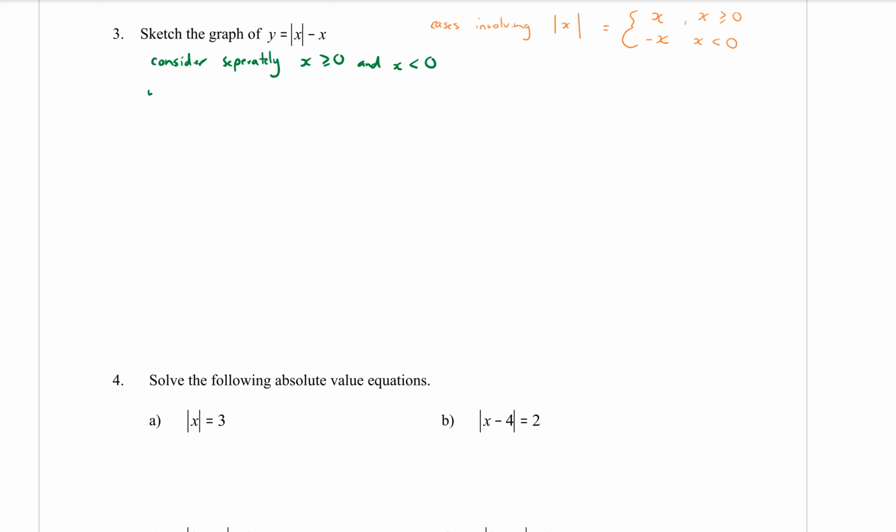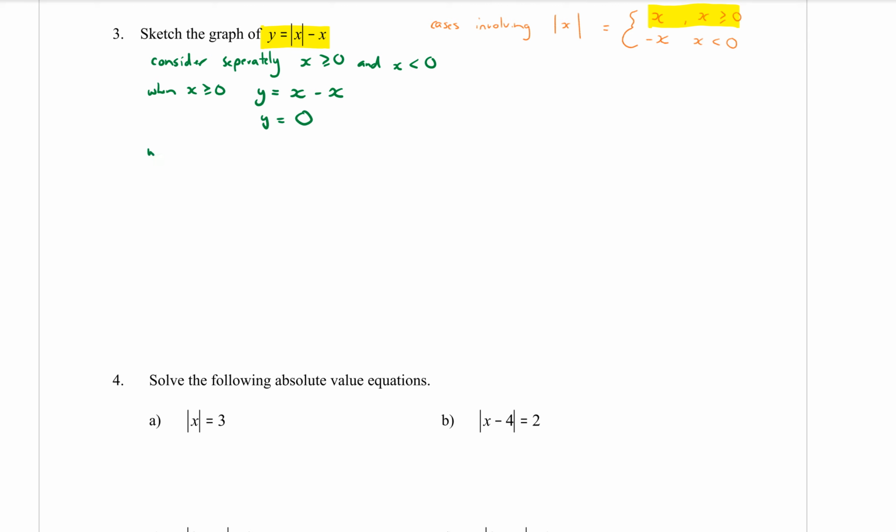So first one, when the x is greater than or equal to 0, that is this scenario. If x is greater than 0, that means my absolute value of x is just going to be equal to x. So using my equation over here, that means y would equal the absolute value of x, which is just going to be x, minus the other x, and x minus x is 0.